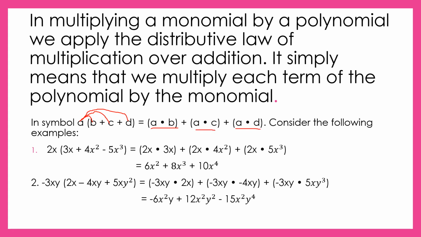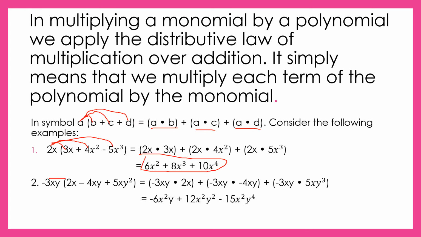So let's consider some examples. Using this pattern, just follow the arrow. That's why we get 2x times 3x plus 2x times 4x squared plus 2x times 5x cubed. So 2x times 3x equals 6x squared. Remember, we add the exponents. 2 times 4 is 8, 1 plus 2 is 3, so that's 8x cubed, plus 2 times 5 is 10, 1 plus 3 is 4. So this is your final answer.